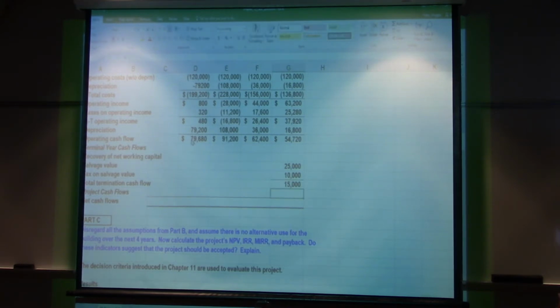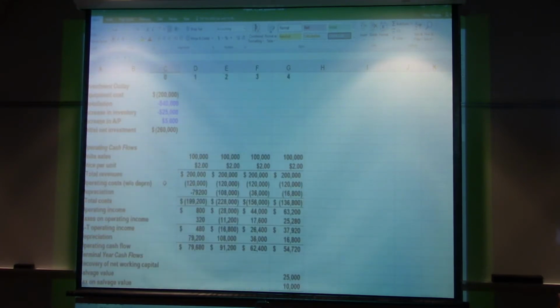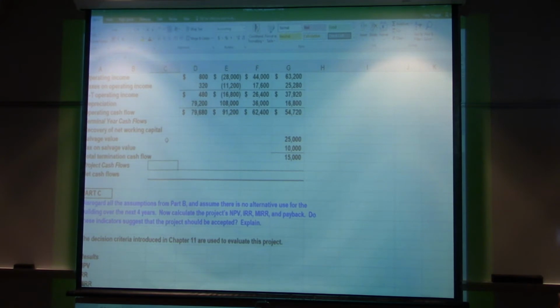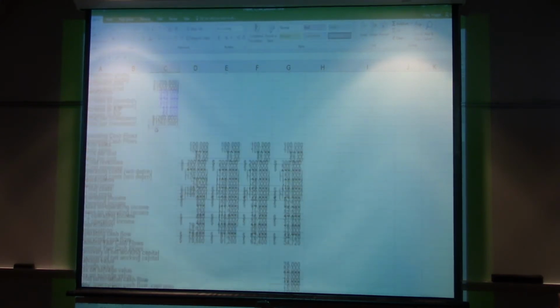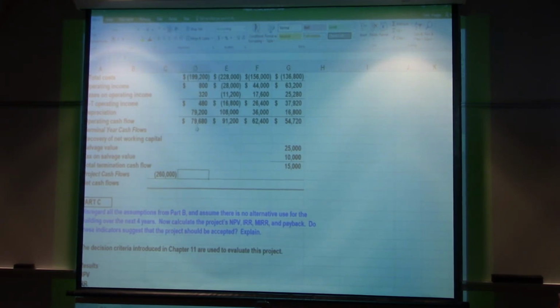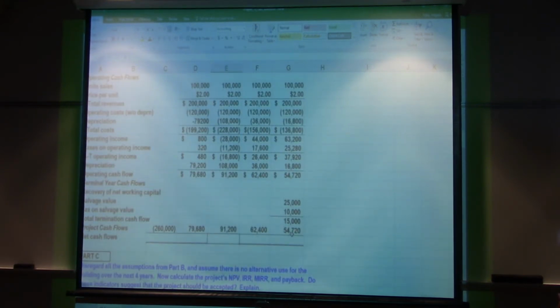And then your project cash flow would be year 0, don't forget year 0. Year 0, which is negative 260. Yes. And then are all these just the operating? Yeah, right? And then the project cash flow, for your last year's cash flow, you should add 15,000 plus 54,720.